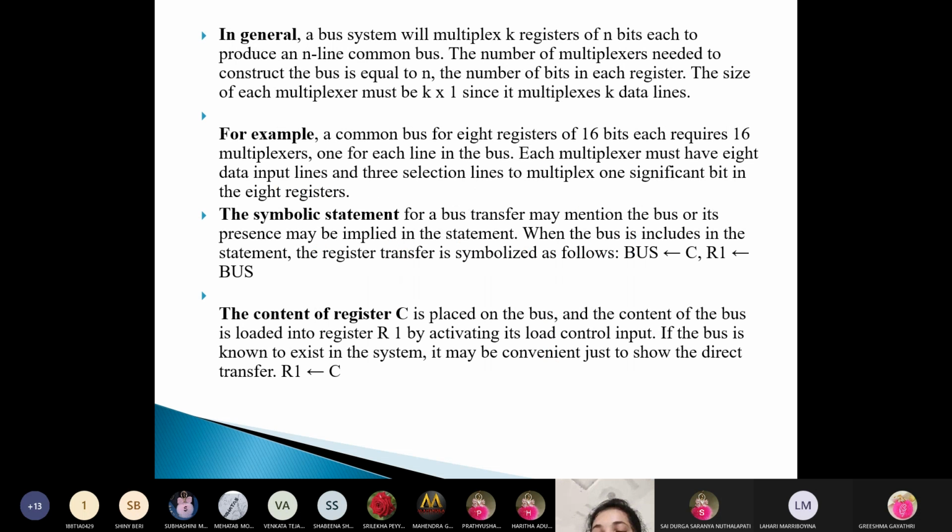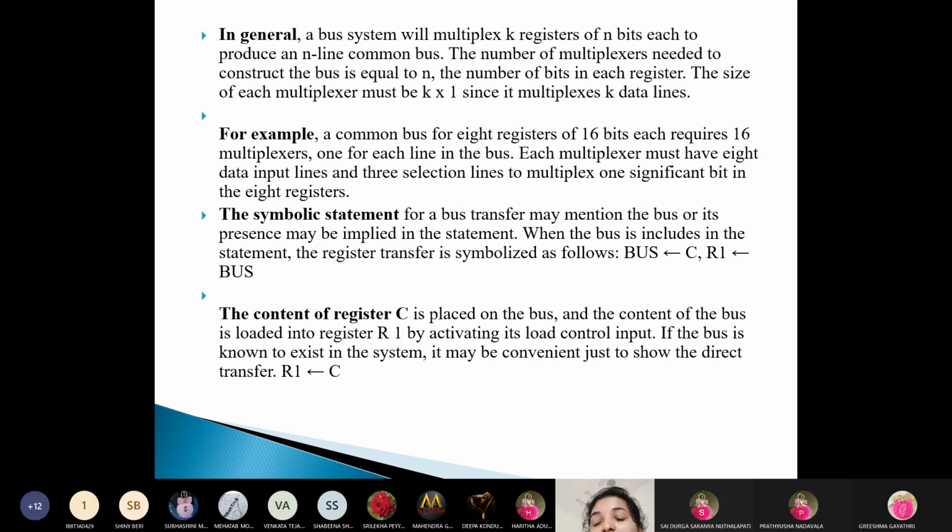in general, the bus system will multiplex k registers of n bits each to produce an n-line common bus. The number of multiplexers needed to construct the bus is equal to n, the number of bits in each register. The size of each multiplexer must be k-into-1 since it multiplexes k data lines. The transfer of information from a bus into one of many destination registers can be accomplished by connecting the bus lines to the inputs of all the destination registers and activating the load control of the particular destination register.